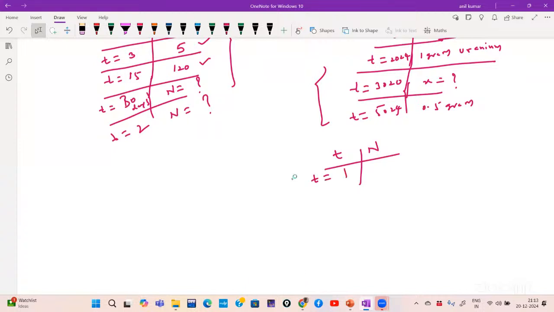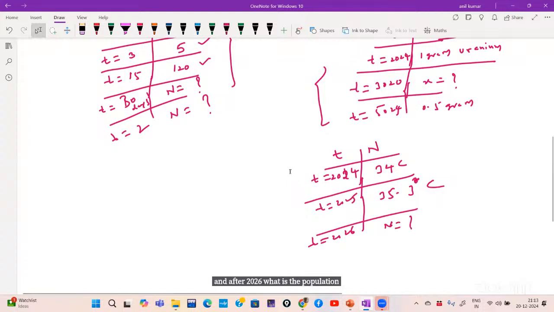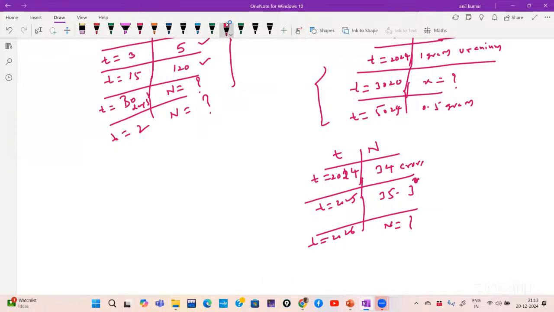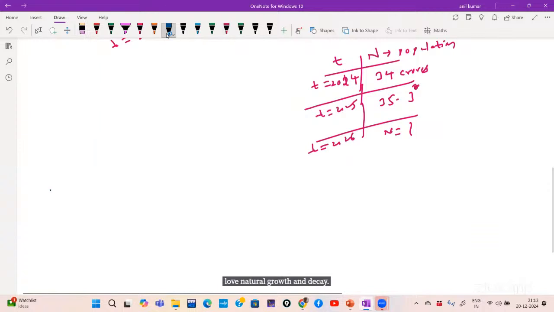at present in 2024 the population of Australia or US is 34 crores, and in 2025 it increased to some 35.3 crores. And after 2026, what is the population? If you want to answer all these questions, we use the law of natural growth and decay. What is the law of natural growth and decay?